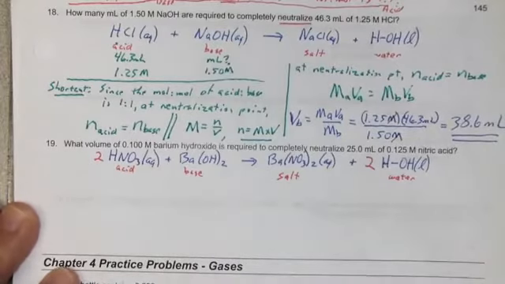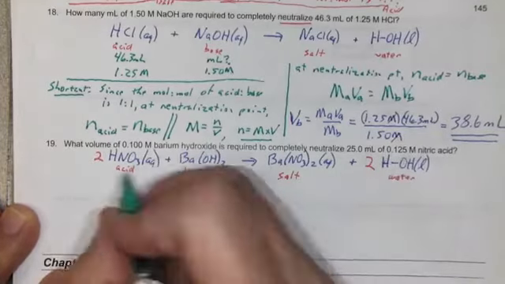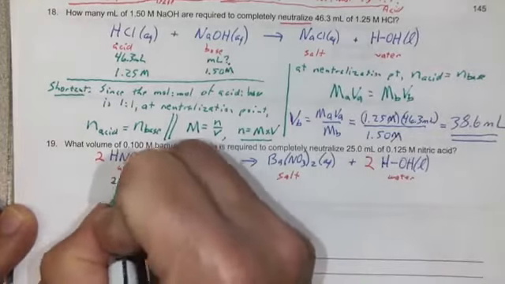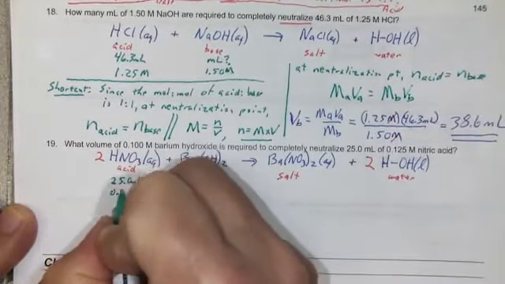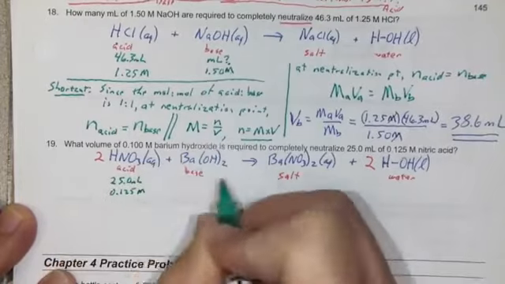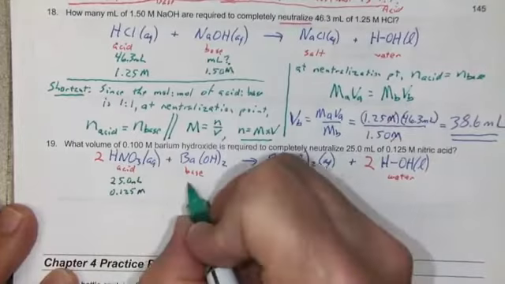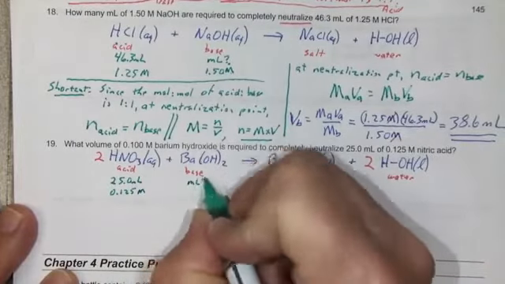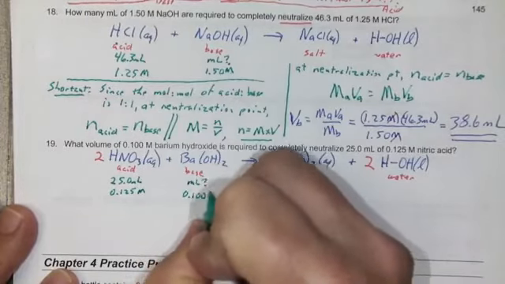The mole-to-mole ratio here is not 1, and therefore we cannot use M1V1 equals M2V2. Let's write underneath here what we have. For nitric acid, the volume is 25.0 milliliters, and the concentration is 0.125 molar. For barium hydroxide, we're looking for the volume, so I'm going to put milliliters, question mark. How many milliliters? And the concentration is 0.1 molar.